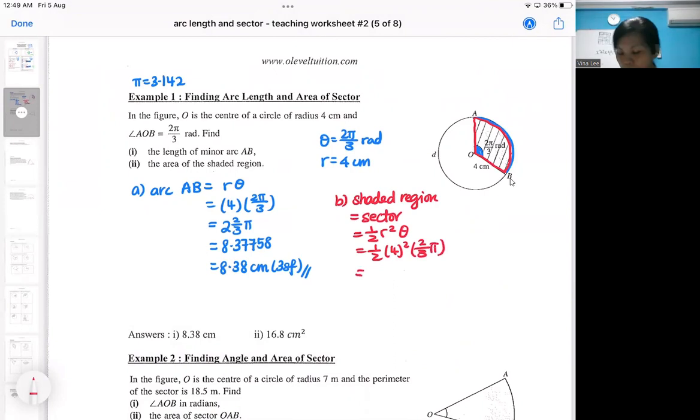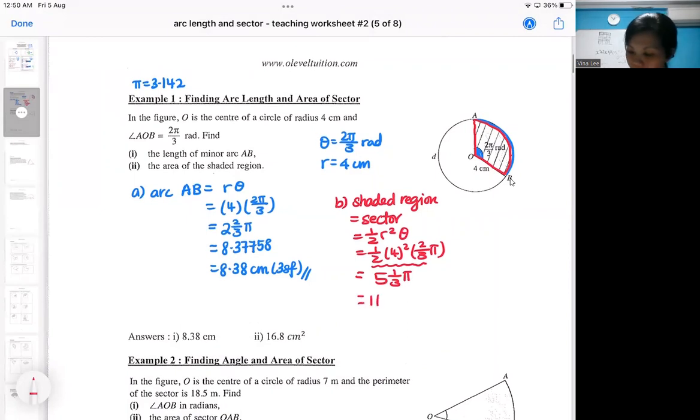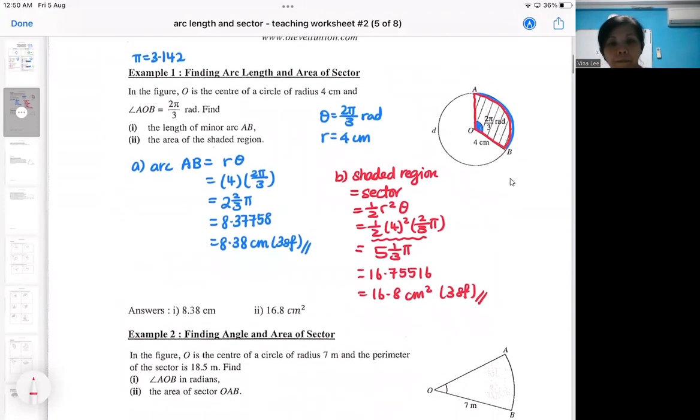Again, my habit is to leave the answer in terms of pi first. I will just punch the calculator for this, and I get 5 1/3. Then I multiply by the calculator pi before I give it as a 3SF answer. So that is a very simple use of the basic arc length and the pizza formula.